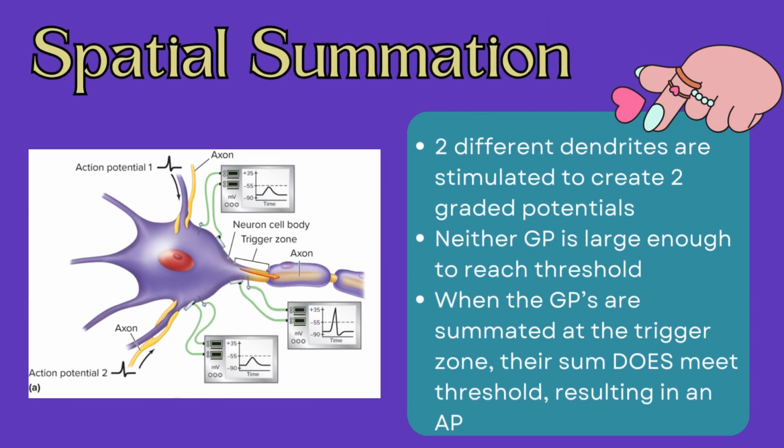The first type of summation is spatial summation. In spatial summation, two different dendrites are stimulated, resulting in two graded potentials. Neither graded potential is large enough to reach threshold. When the graded potentials are summated at the trigger zone, their sum does reach threshold, resulting in the generation of an action potential along the axon. I think of spatial summation as adding together graded potentials from different spaces, like two dendrites.